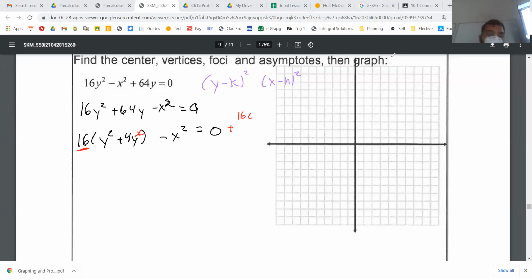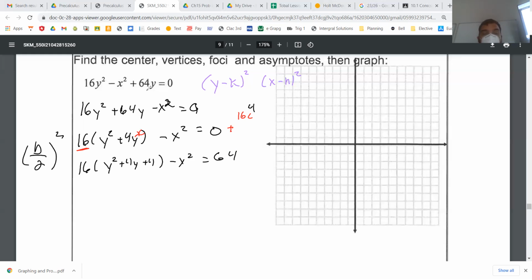So we're going to do the C value. If you don't remember, it's B over 2 squared. So B is 4. 4 over 2 is 2. 2 squared is 4. So it's going to be 16y squared plus 4y plus 4 minus x squared equals what's over here, 16 times what we found the C to be, 4. This will be 64.